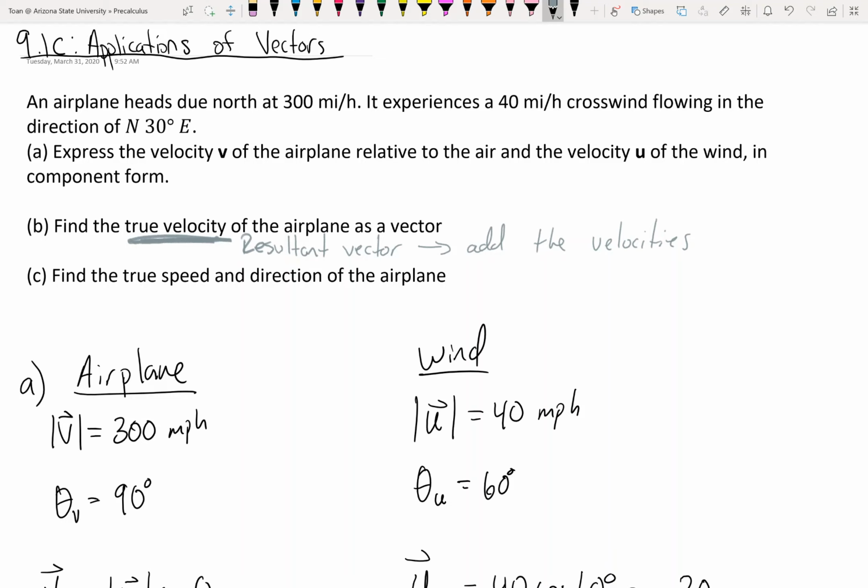So that's what the term true velocity really means. Just find the sum of the velocities. Just find the overall velocity when you factor in the airplane and the wind. Well, that's just a fancy way of saying resultant vector. In other words, add the velocities, add the vectors.